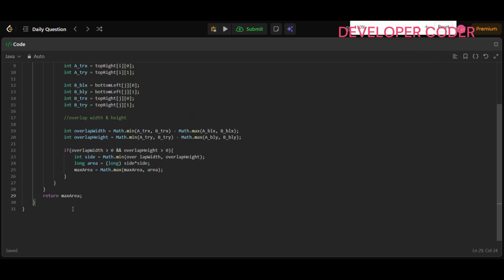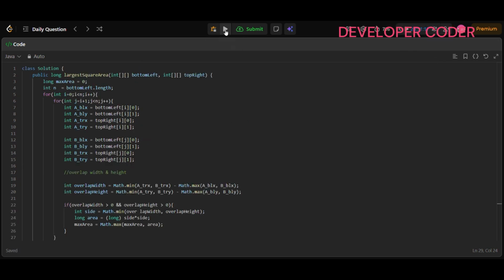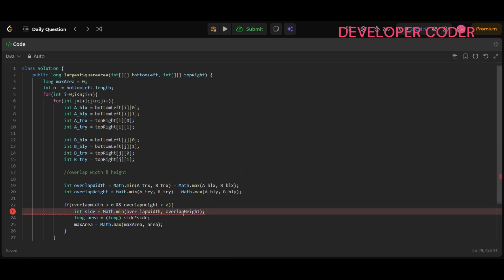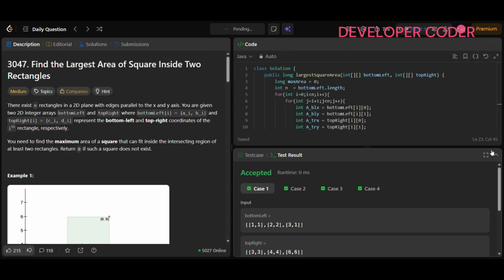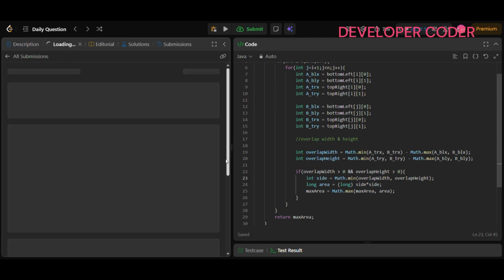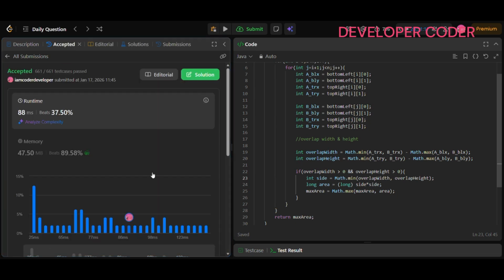That's it. So only 31 lines of code. Now let's run it. So see here, there is some issue. Math.min of overlap width, it should be like this: overlap width and overlap height. Let's run it again. So see, all the test cases have passed. Now let's submit it. So see, our solution is accepted, right?